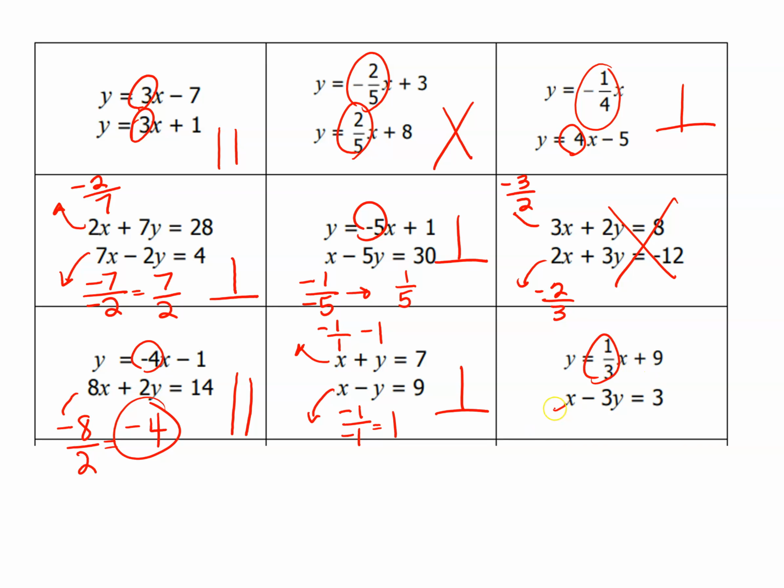All right, last one. 1/3. This is negative 1 over negative 3. Simplify, that becomes 1/3. 1/3 equals 1/3, so these are parallel.